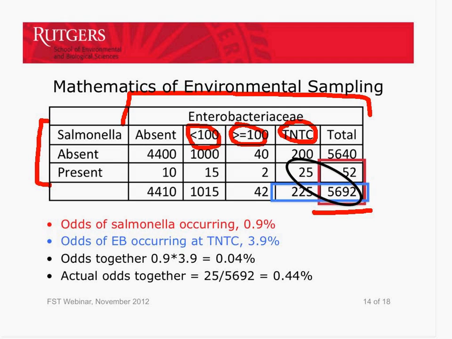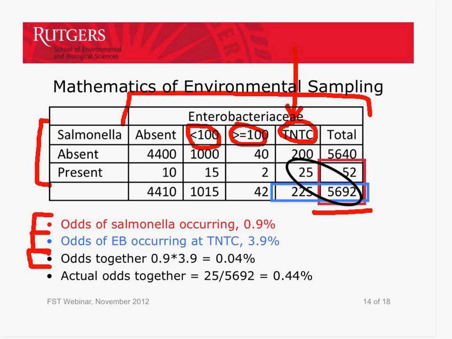And the key point I'm trying to make here is if you calculate the odds of Salmonella occurring on a surface, it's about 0.9%. The odds of Enterobacteriaceae occurring at this TNTC level is about 3.9%. If you calculate the odds of the two of them occurring together, it's about 0.4%.